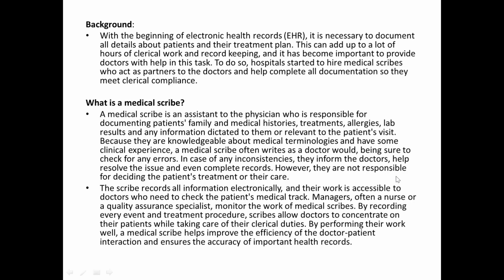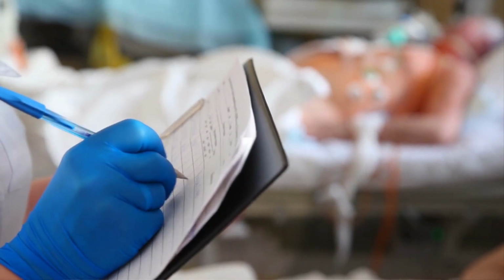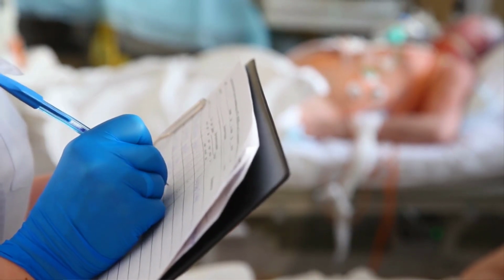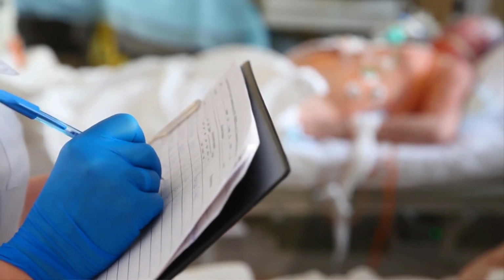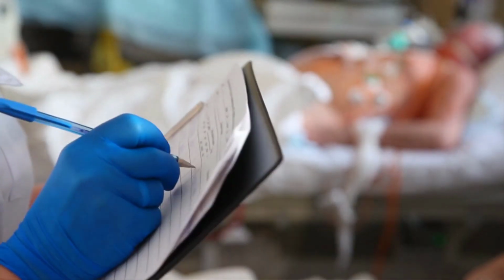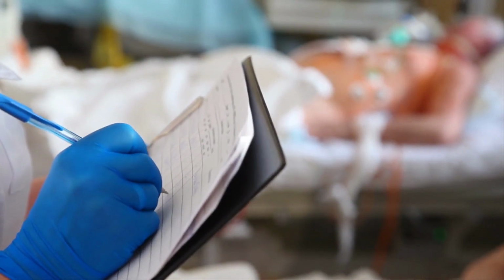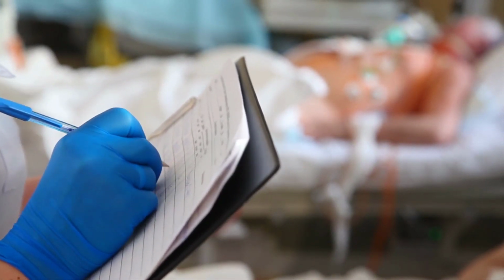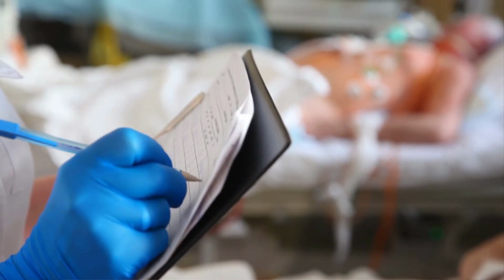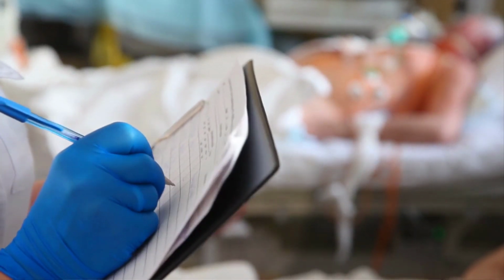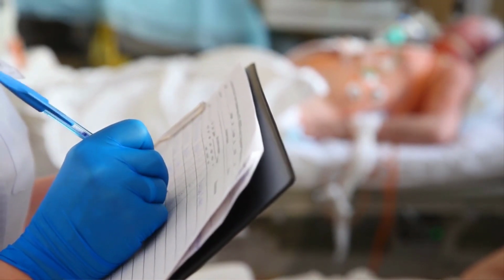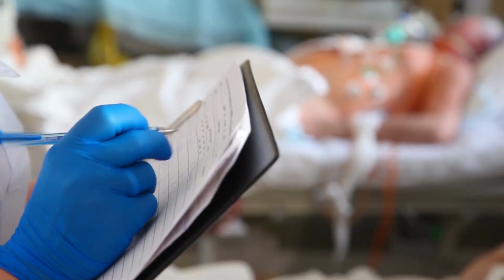Okay, so what is medical scribe exactly? So medical scribe is an assistant. These are the assistants to the physicians who are responsible for documenting patients' family and medical histories, treatment, allergies, lab results, and any information dictated to them that is relevant to the patient's visit. So जब डॉक्टर बात करते हैं पेशेंट के साथ, whatever information is getting gathered needs to be collated and jotted down in proper way, that is the work of medical scribe associate.